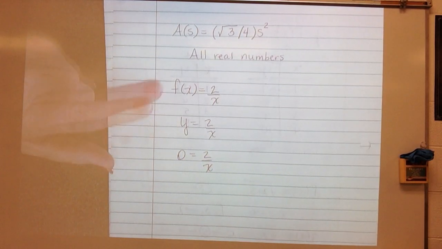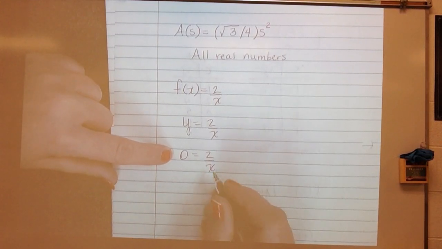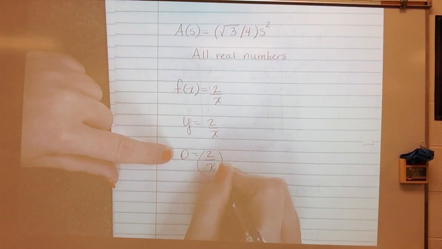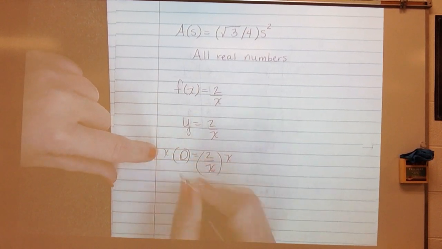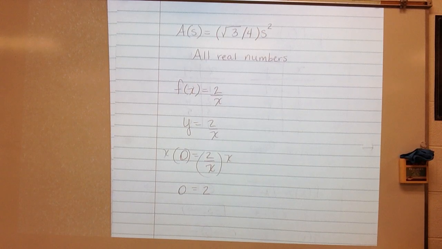Alright? And then we're going to solve this. I would solve it just like any time. I would multiply both sides by x, and I get 0 is equal to 2. Since we know the equation 0 is equal to 2 is never true, then 2 over x equals 0 has no solution. And so y equals 0 is not in the range.